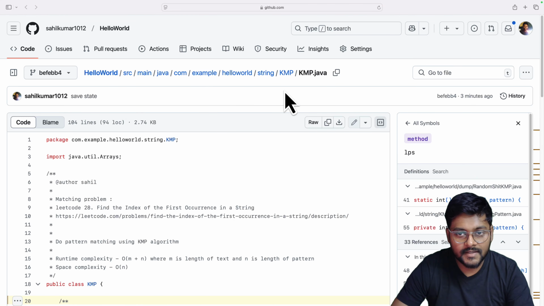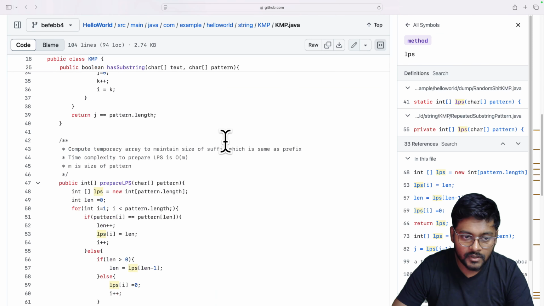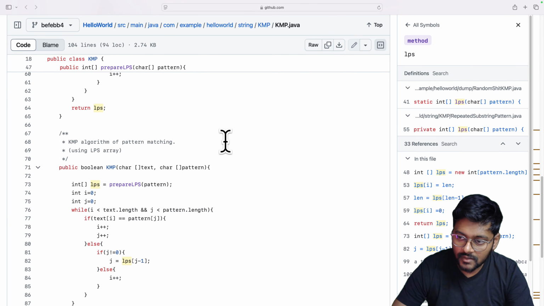I'm also going to attach the link to this file in the description below. You can just have a look and try to do a dry run on pen and paper. You will get a very good understanding of this algorithm.